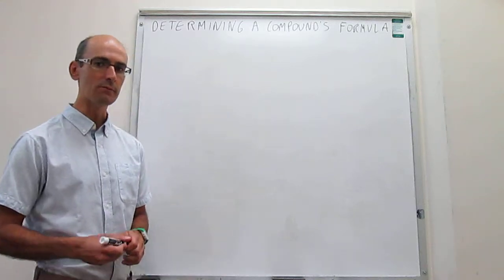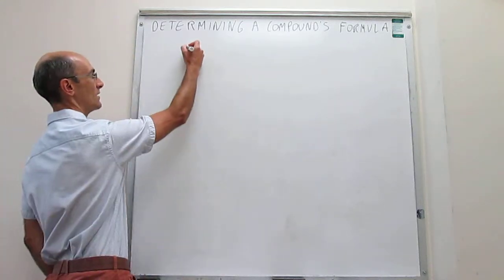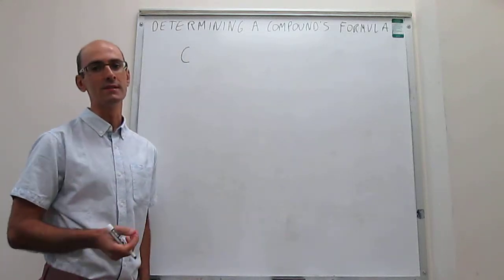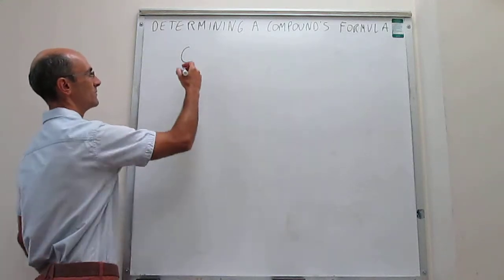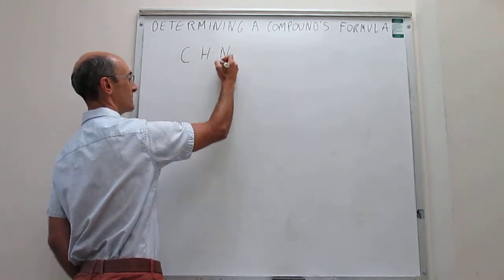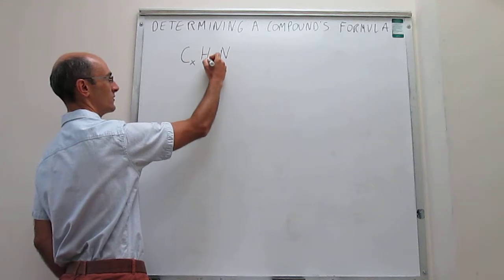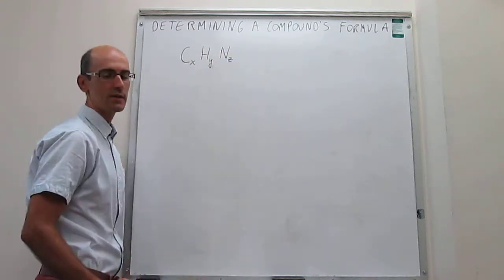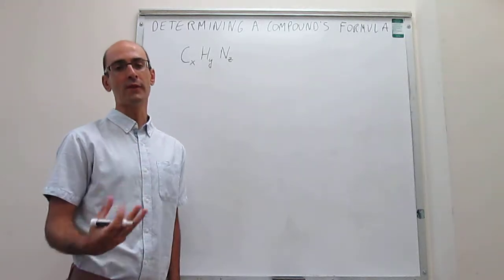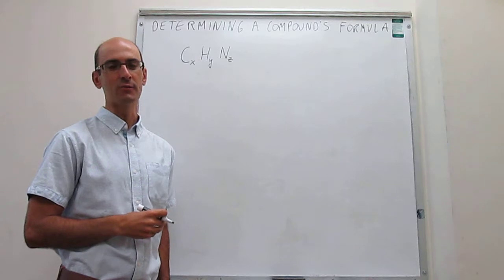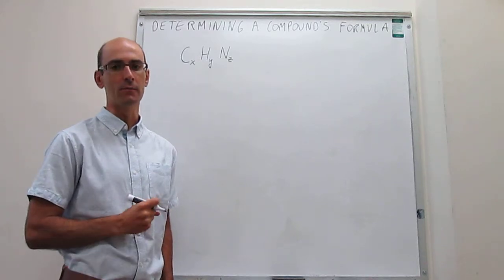Okay, so this is the problem at hand. Suppose that you have a compound and you don't know what the formula is, but you know what the elements in the compound are. For example, suppose that you have a compound formed by carbon, hydrogen, nitrogen, but you don't have the formula. You don't know these coefficients x, y, and z. So the question is, what type of experiments can you do in order to determine those x, y, z coefficients and then the formula of the compound?